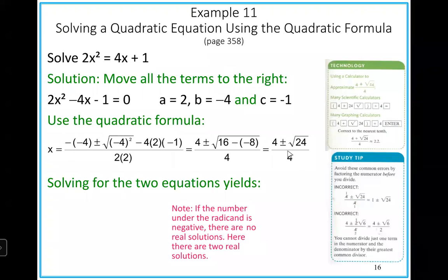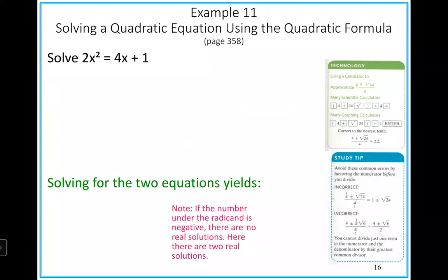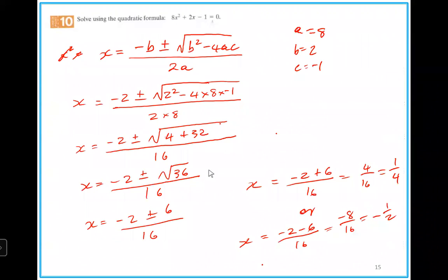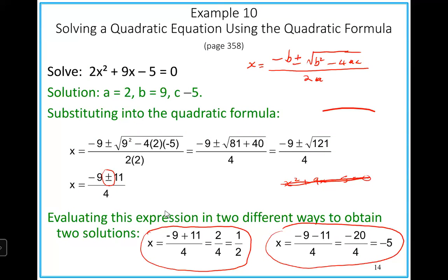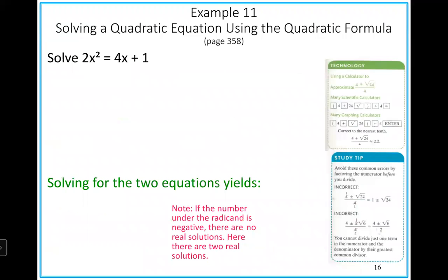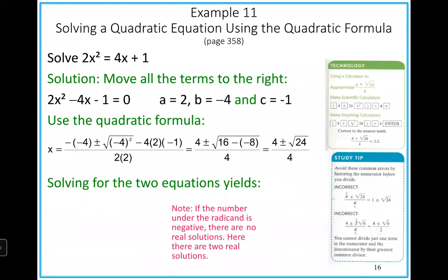Now, in the ones that we looked at before, you end up with a perfect square. This one was 36, and the square root of 36 is 6. Here we ended up with 121, and the square root of 121 is 11. But sometimes we don't get perfect squares. In this example, we got 24 under the square root sign. When you don't get a perfect square, you could still go ahead and evaluate, but in this book, they prefer you to leave it in radical form.